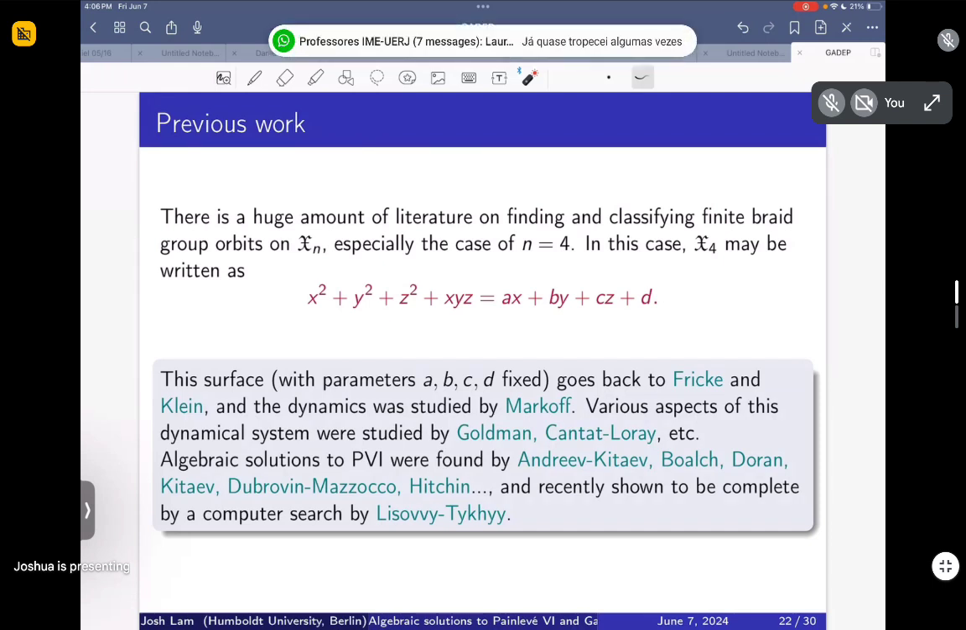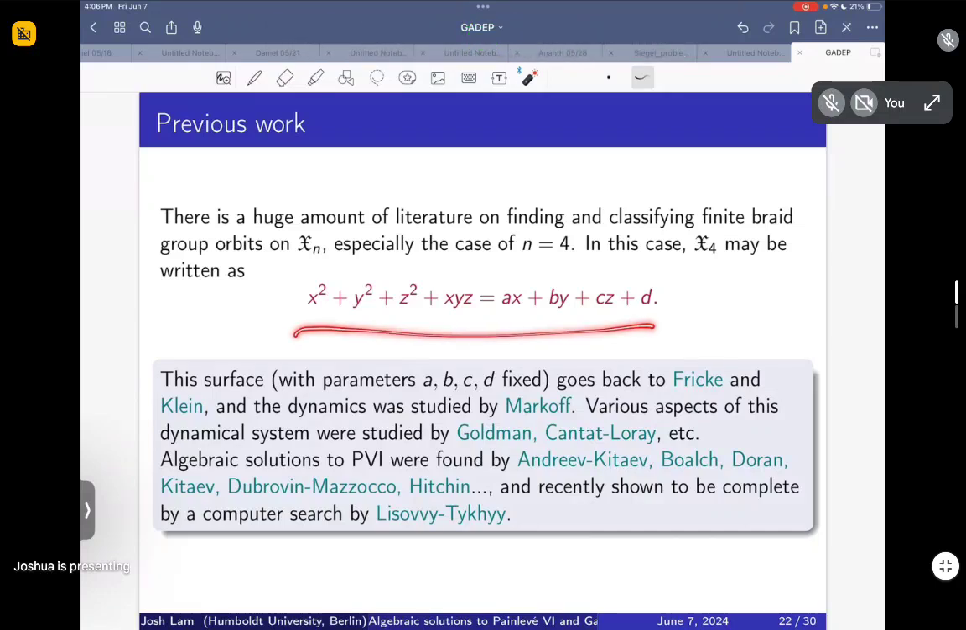So we looked a little bit at the history of this. This surface is called the Fricke-Klein surface. But really, the dynamics was first studied by Markov. And then there's a huge amount of subsequent literature on this dynamical system, like due to Goldman, Cantat, and Loray, and so on.